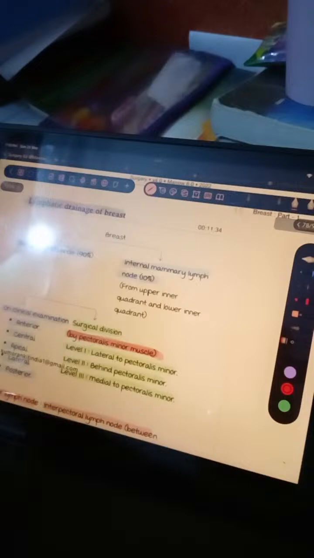Now we'll see the lymphatic drainage of the breast. So breast majorly drains into axillary lymph nodes, and majorly means 90% of breast lymph is drained by axillary lymph nodes, and only 10% is drained by internal mammary lymph nodes. Axillary lymph nodes on clinical examination have 5 groups: anterior, central, apical, lateral, posterior. We'll see how to remember the axillary group of lymph nodes now.